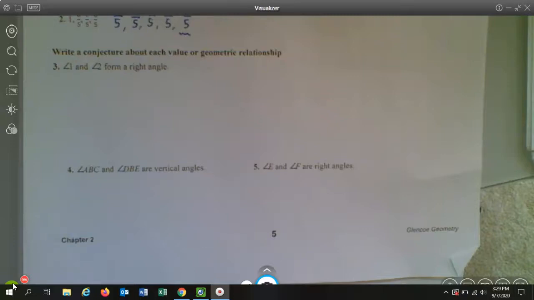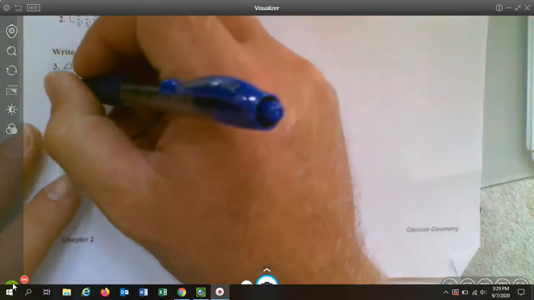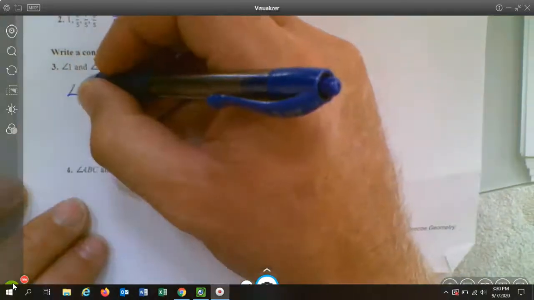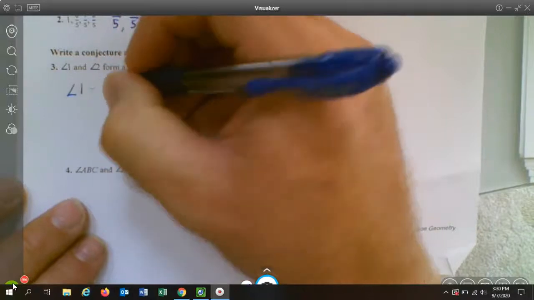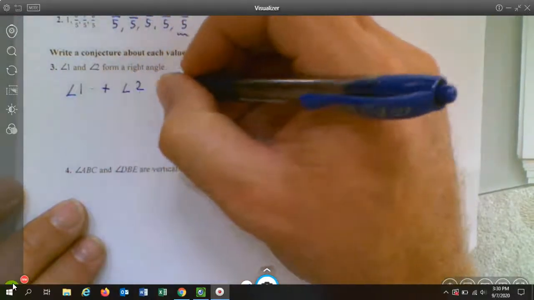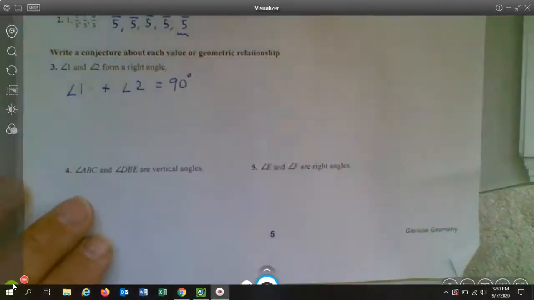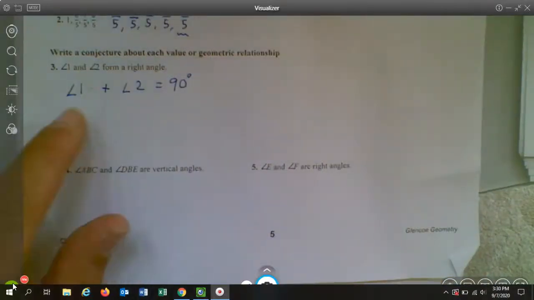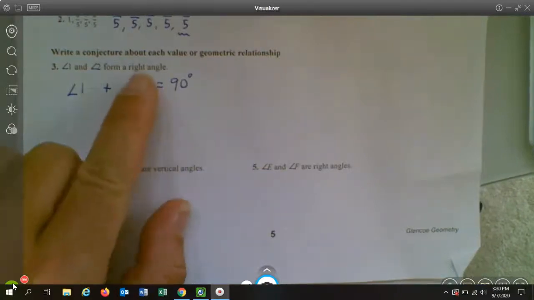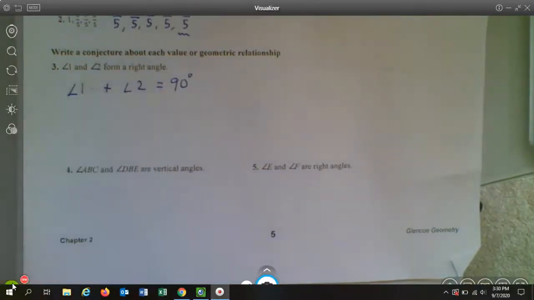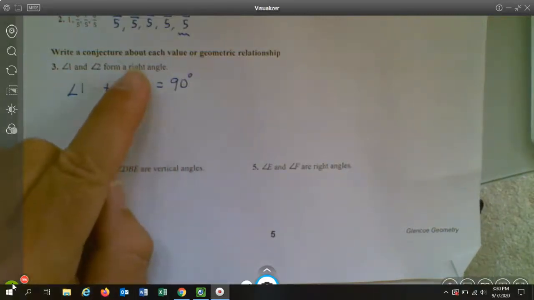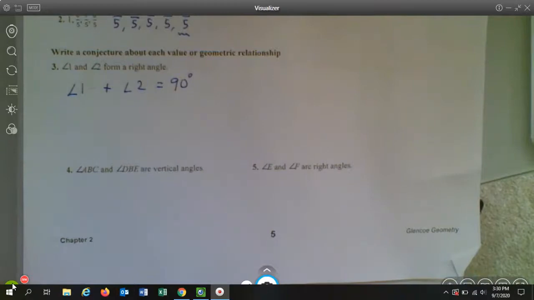So if angle 1 and angle 2 form a right angle, then my assumption would be that angle 1 plus angle 2 equals 90 degrees, right? That would be my conjecture because that's certainly information that I could write based on what I see right there. So that would be a great conjecture. Like I said, you might come up with something else, but make sure it's at least reasonable for the information that you were given, for sure.